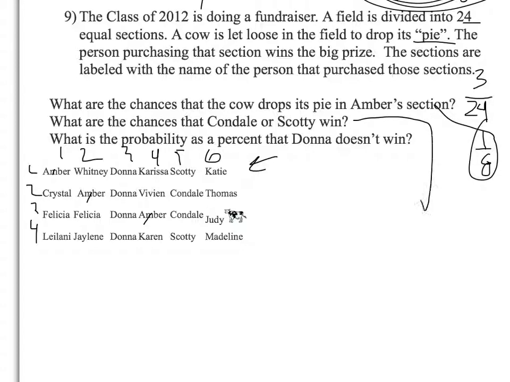Now, what are the chances that Condell or Scotty wins? Still, there's 24 sections. So let's count up Condell or Scotty. Condell's 1, 2. Scotty 3, 4. So Condell or Scotty is 4/24, which you can reduce to 1/6.